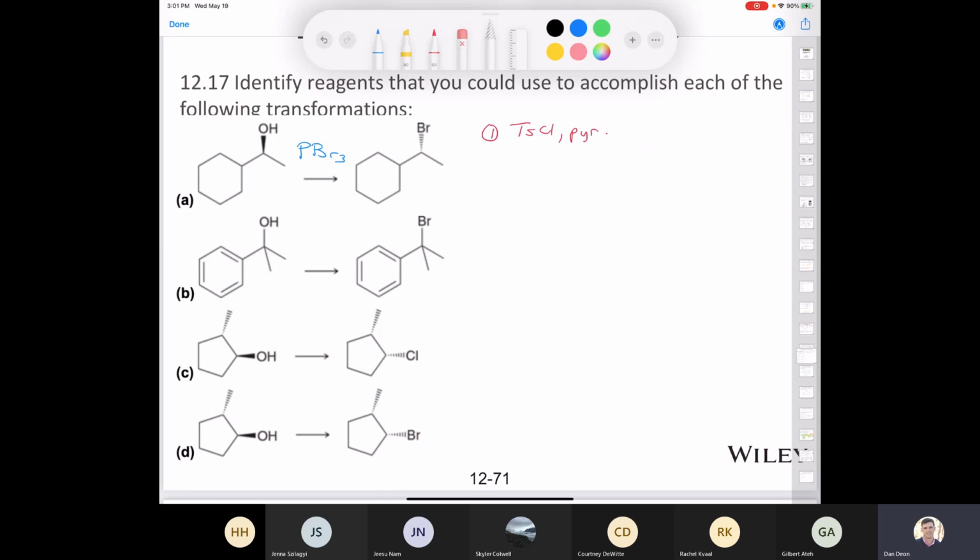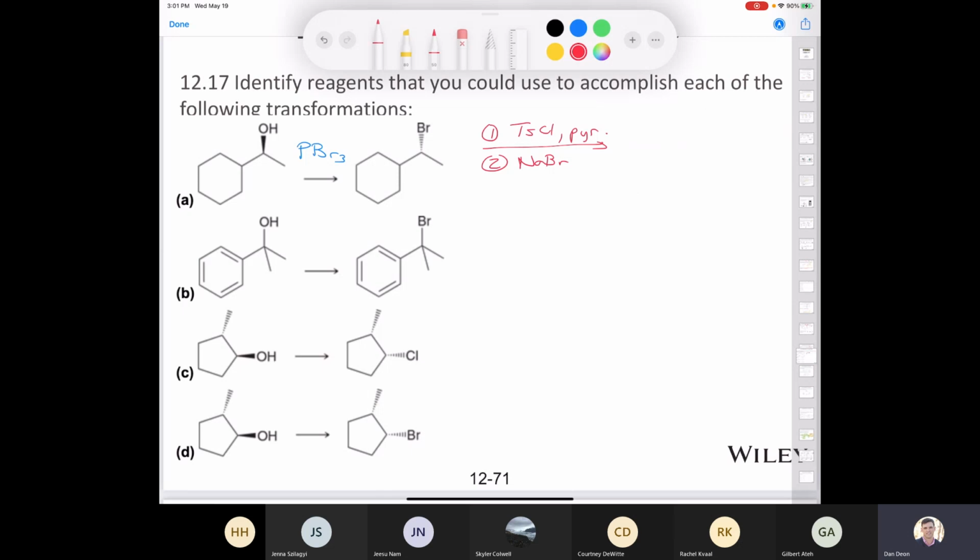So the first step would be toluene sulfonyl chloride and pyridine, or tosyl chloride and pyridine. And then the second step would just be sodium bromide. And since it's an SN2 reaction, you'd want to use a polar aprotic solvent. If you want to write one, you can: acetone, acetonitrile, DMSO, they're all good. Anyhow, let's take a look at the next one.